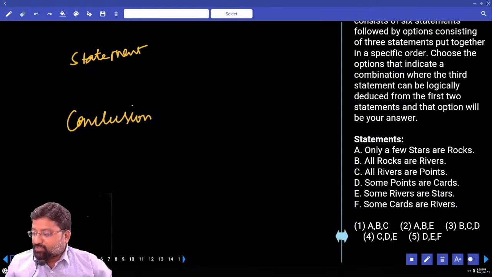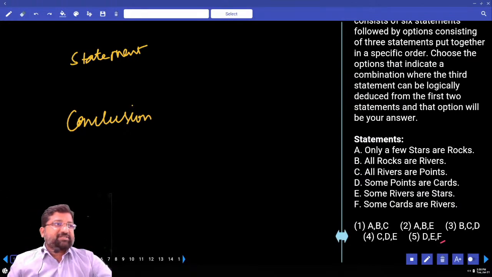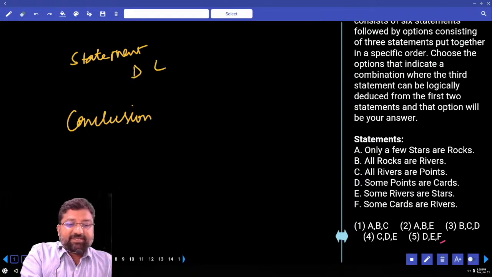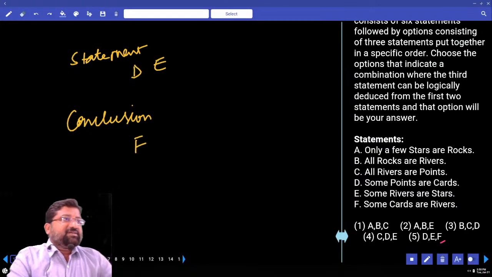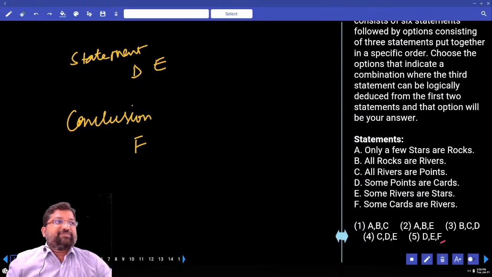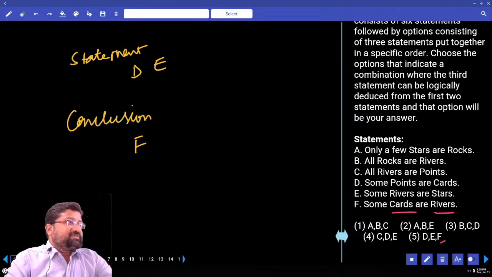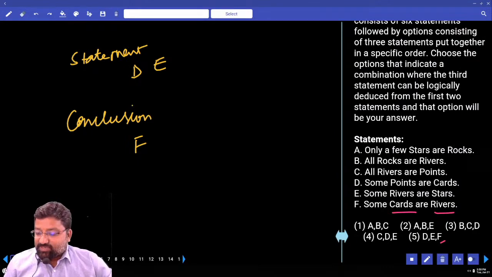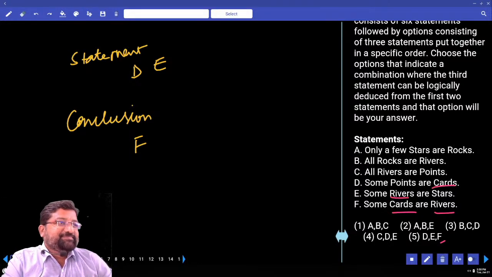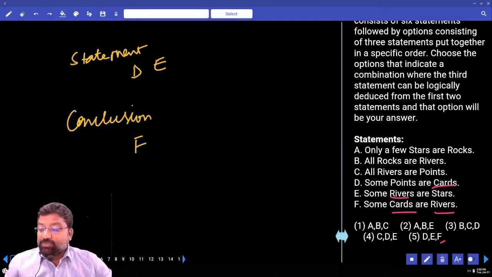Now here in the fifth option, which is the conclusion? F is the conclusion. D and E are statements and F is the conclusion. First concentrate on F. What is there in F? Cards, reverse. So statements also must have cards and reverse. What is D? Do you see cards? Yes. E, do you see reverse? Yes. But I have a problem here. There is no common word that connects D and E.